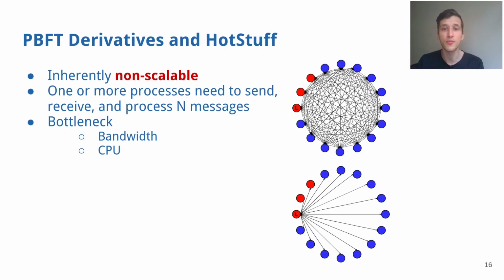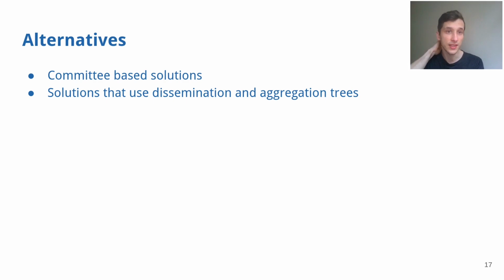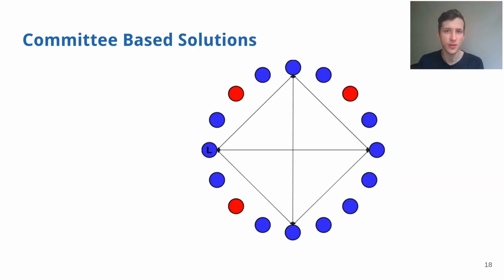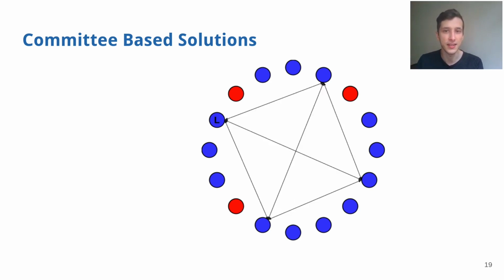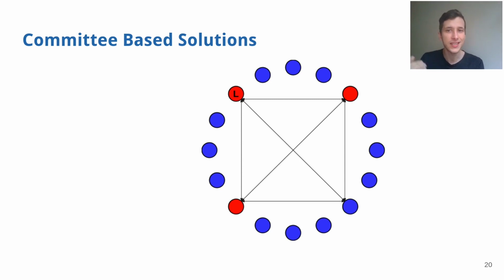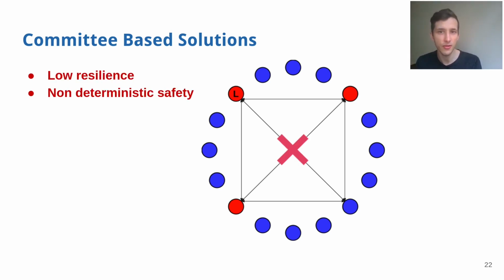Nonetheless, this family of approaches is inherently non-scalable, as one or more processes need to send, receive, and process N messages, which leads to a bandwidth and CPU bottleneck. Due to this reason, alternatives emerged, most notably solutions based on committees and solutions that use dissemination or aggregation trees. Committees are pretty straightforward. Instead of requiring all processes to participate in consensus, a different subset of processes is elected each round. However, there is a certain possibility to eventually reach a committee with a majority of faulty nodes, and consensus will fail, such that these approaches either consider lower resilience or do not provide deterministic safety.